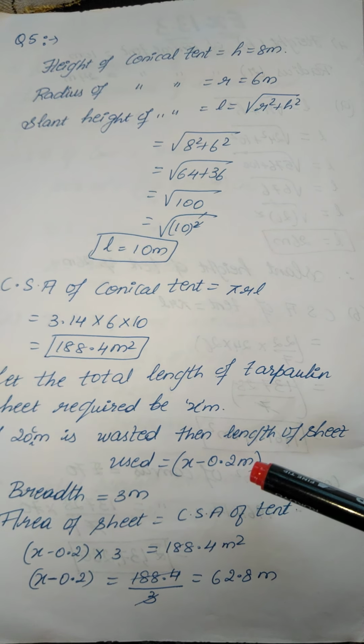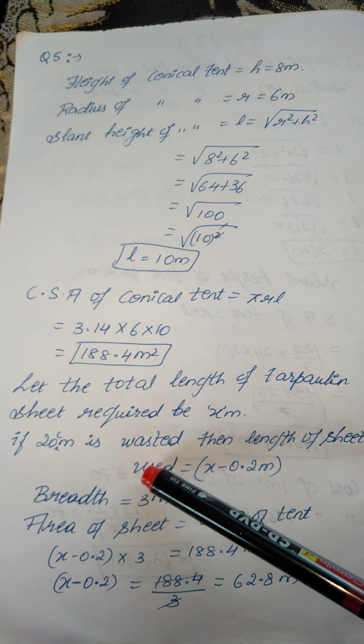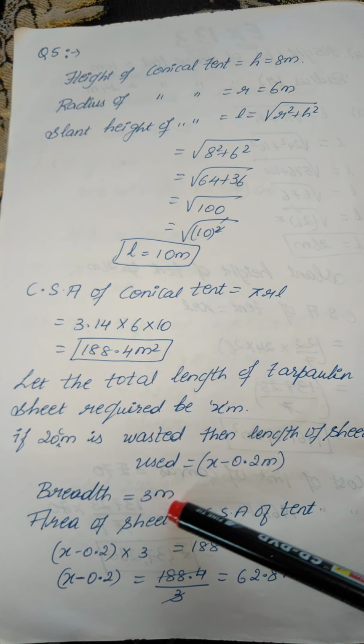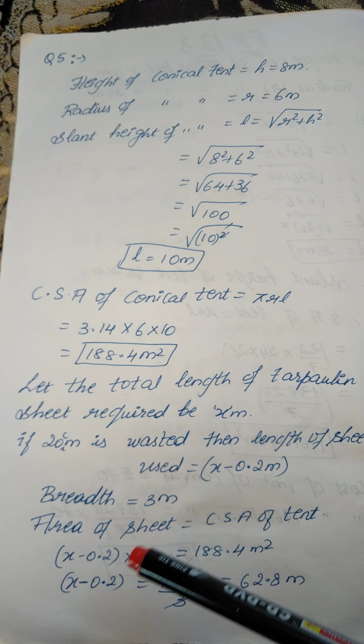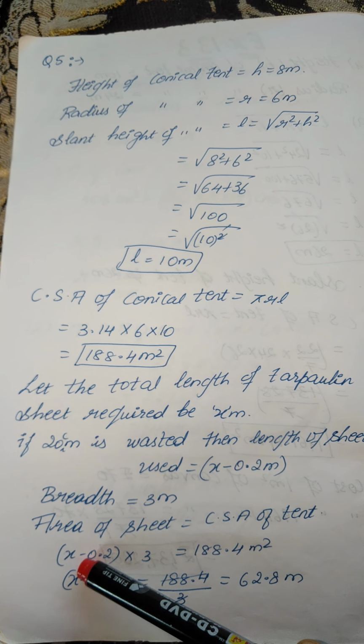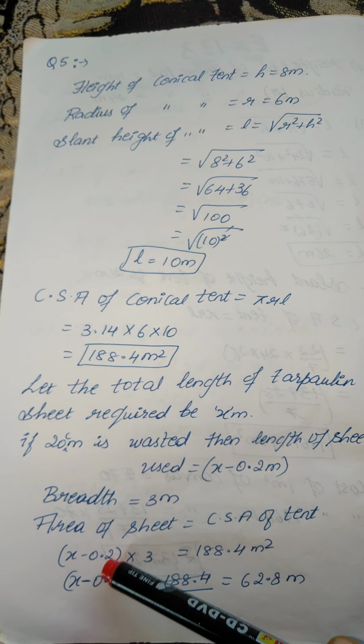So henceforth the total length of the sheet used will be x minus the wasted. X is the total, so minus wasted will become the used portion. Hence breadth they have given as 3 meters. Area, it is rectangular in shape, so length into breadth. Length is x minus 0.2, breadth is 3, which is equal to CSA of the tent, 188.4 meter square. This is the very important point which you have to note in this sum. X minus 0.2 into 3, because length into breadth. Area of the sheet is rectangular in shape, hence it is length into breadth, which is equal to CSA of the tent.